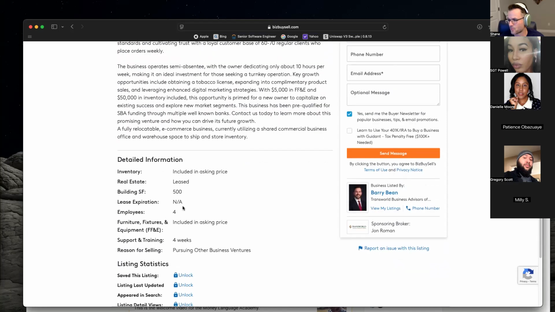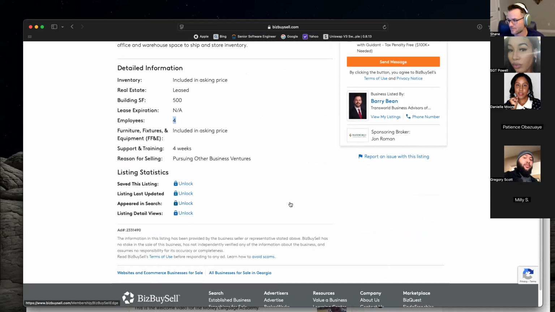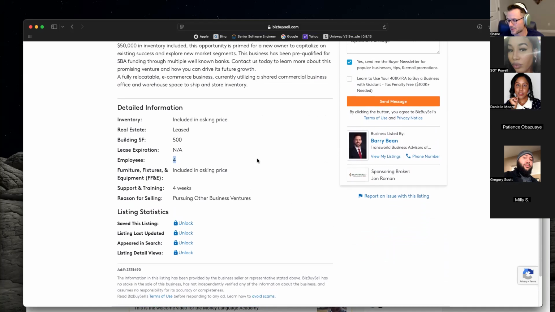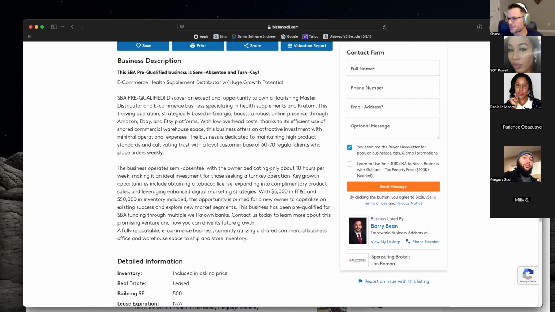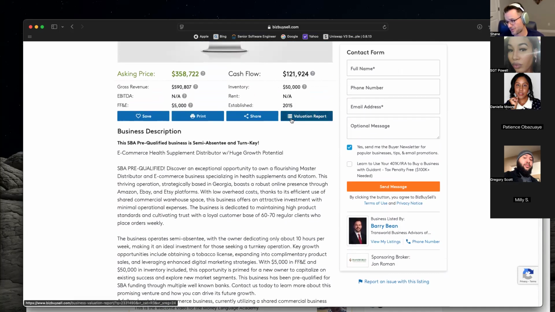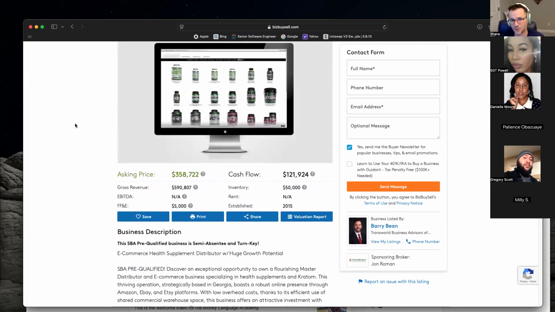Four employees. Uh-oh. FF&E is included in it. It's got a small building, only 500 square feet, but only 4 employees. That is a little risky. But the numbers look good. If you don't mind possibly spending time in it yourself and you have the extra time, it could quite possibly be something. But there's one possibility.